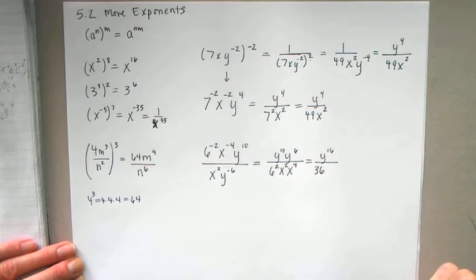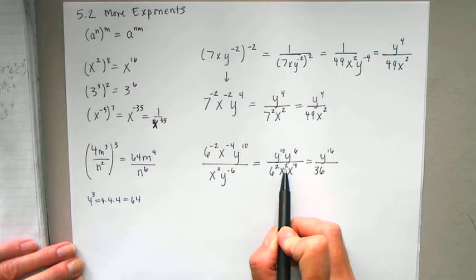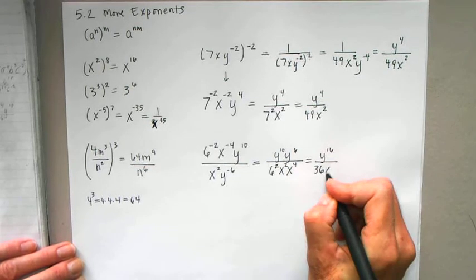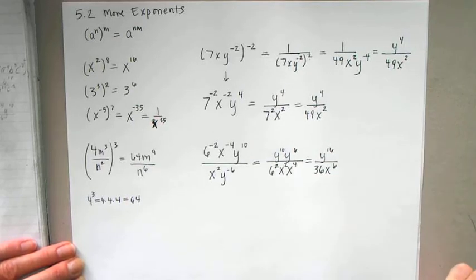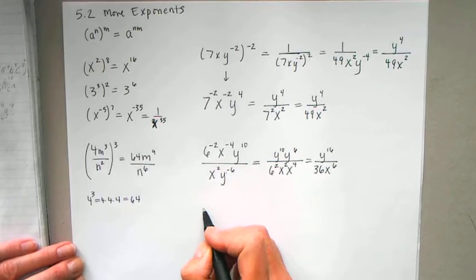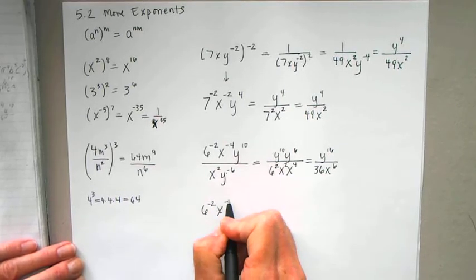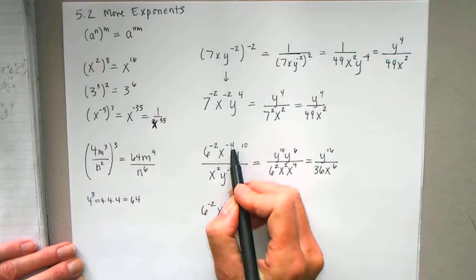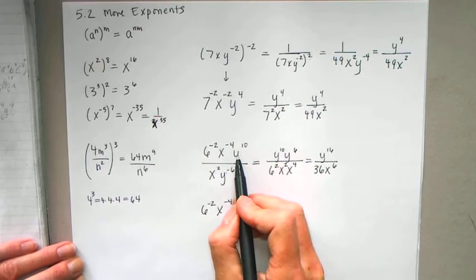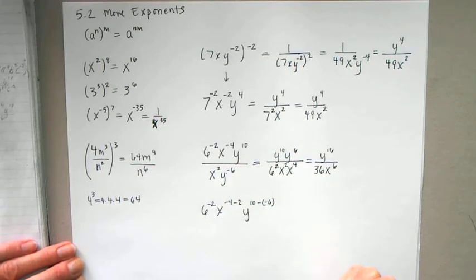Which is 36. The base is the same, so I can add the exponents. So I add 2 plus 4, and I get 6. Or, of course, the other option is that instead of making them positive to begin with, I could actually do the division first. So if I did that, I would go x to the negative 4, subtract 2, right? Because you subtract when you divide.